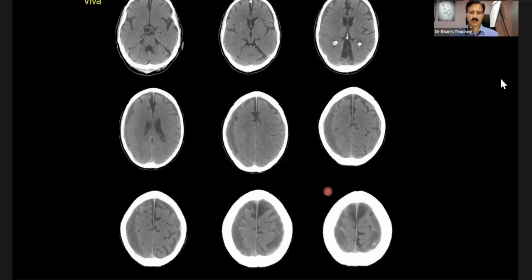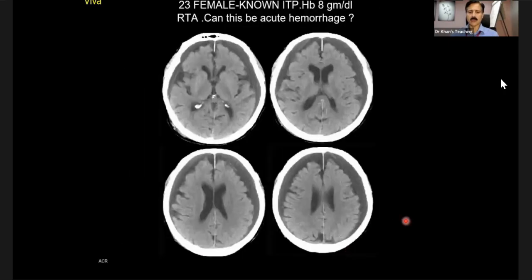These ones are easy, so I will just skip them, and you can see that sometimes the teaching point or the exam point is to go back to the vertex. Always go to the vertex, and the last slice might show you a subdural, acute or chronic.